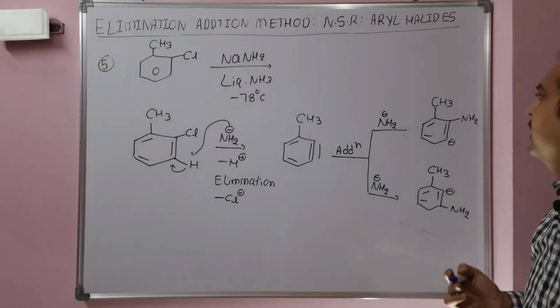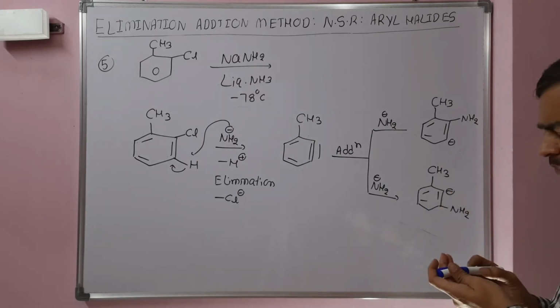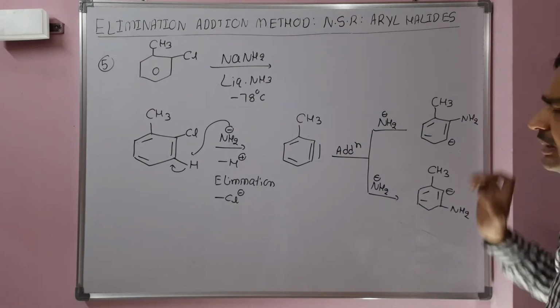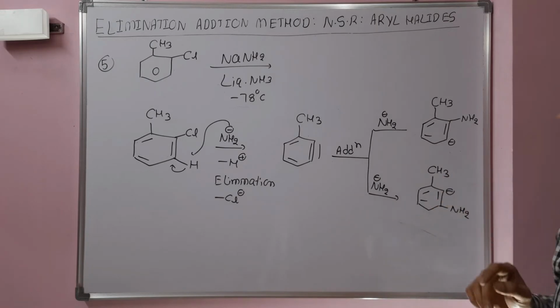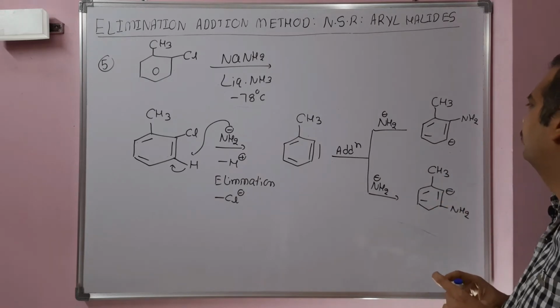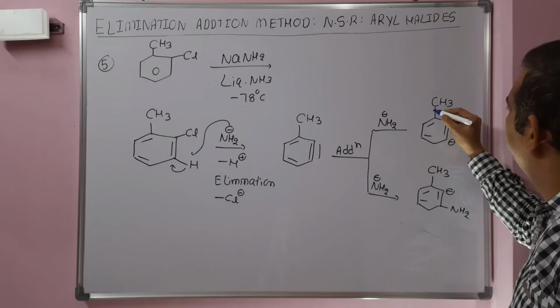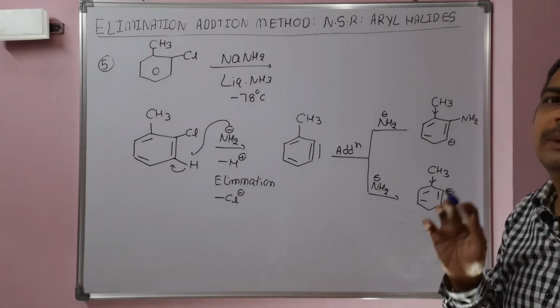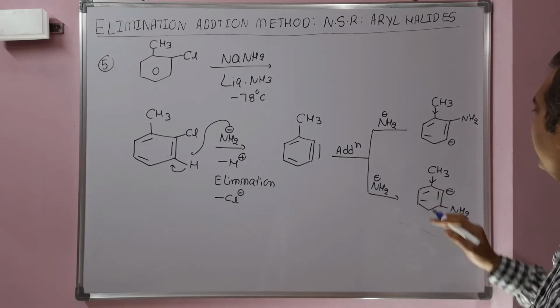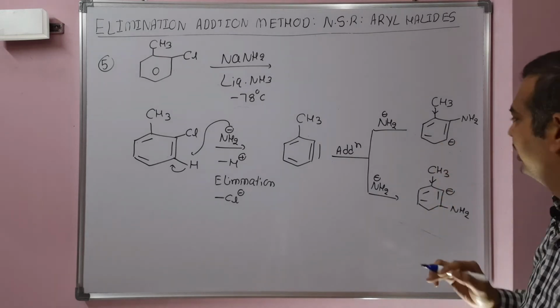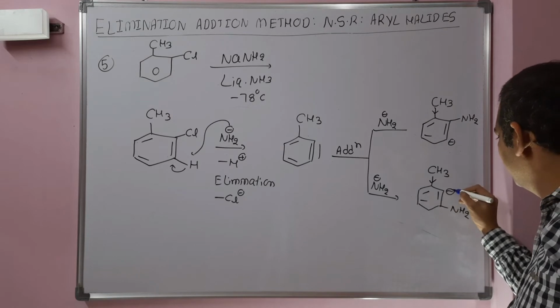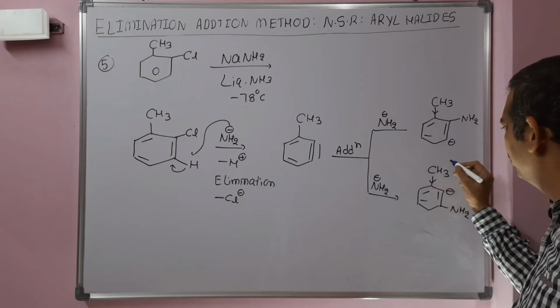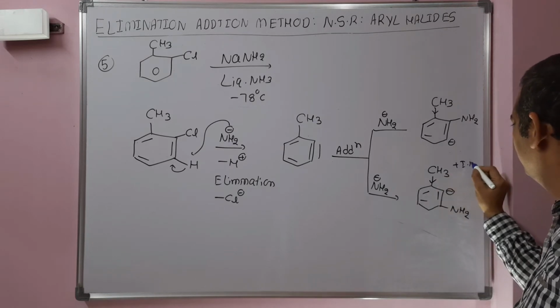Now look at the stability of this carbanion. The carbanion is not involved in resonance. It is stabilized only by a negative inductive effect group. But here there is no negative inductive effect group. The methyl group is a plus inductive effect group. Among these two, which is more stable? Negative charge is there, and adjacent to it a plus inductive effect group is there.